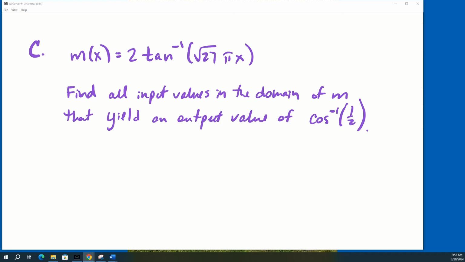Okay, so this is C on the original number 4. And this is a tough question. Out of all the different parts of the free response, this is the one that's going to be worth the most points. And so if we want to find all the input values of M that yield that output value, what we're going to do is set them equal to each other.